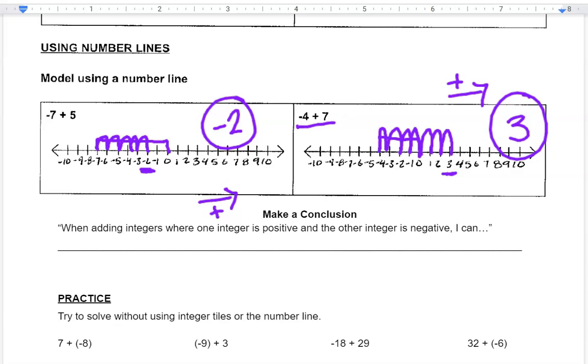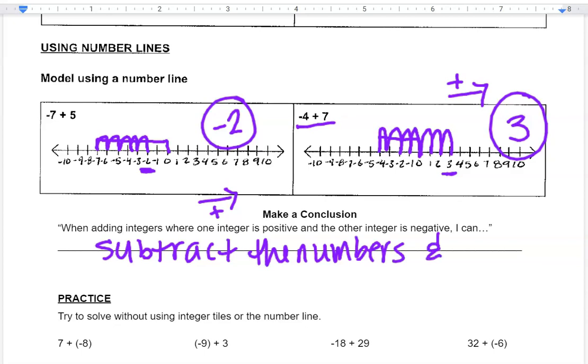So the rule for adding integers where one is positive and the other is negative is to subtract the numbers and keep the larger sign.